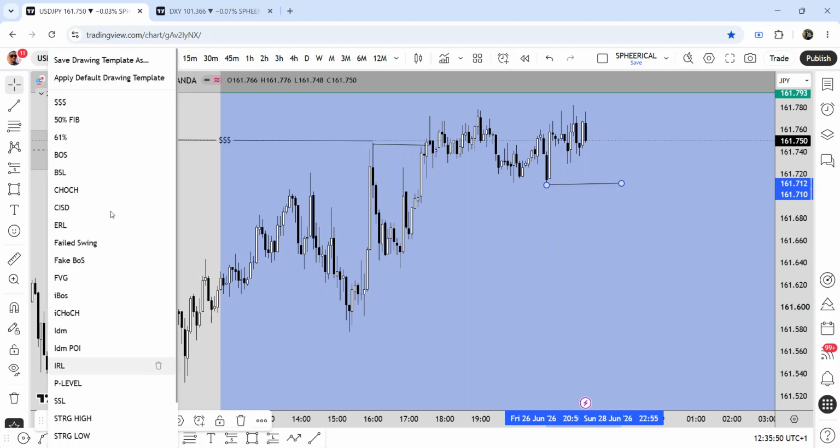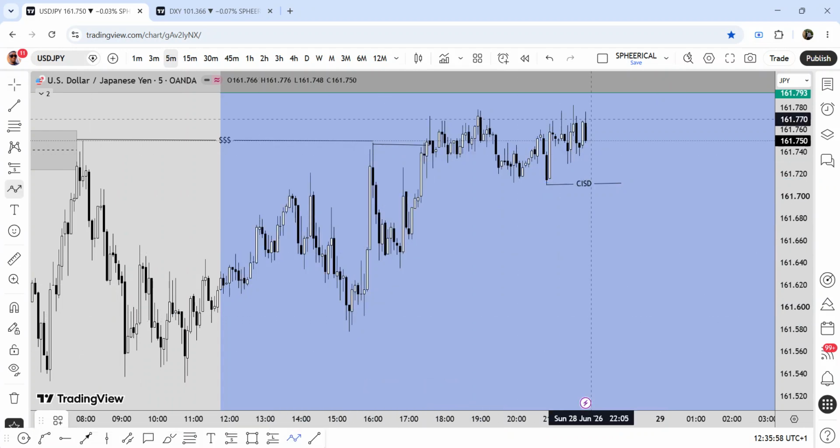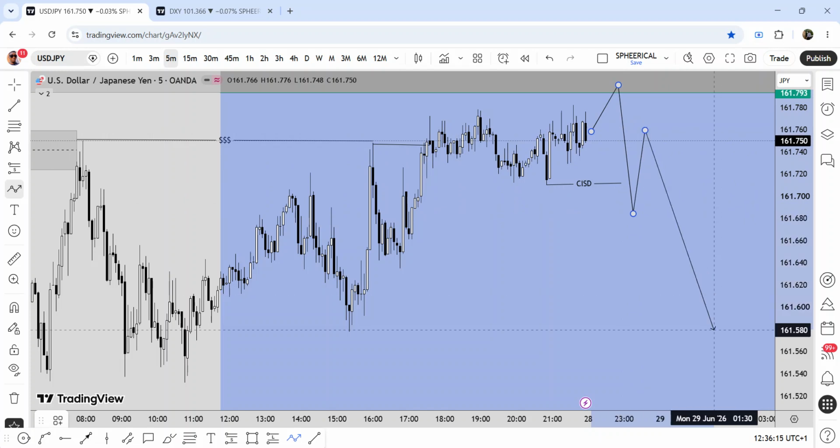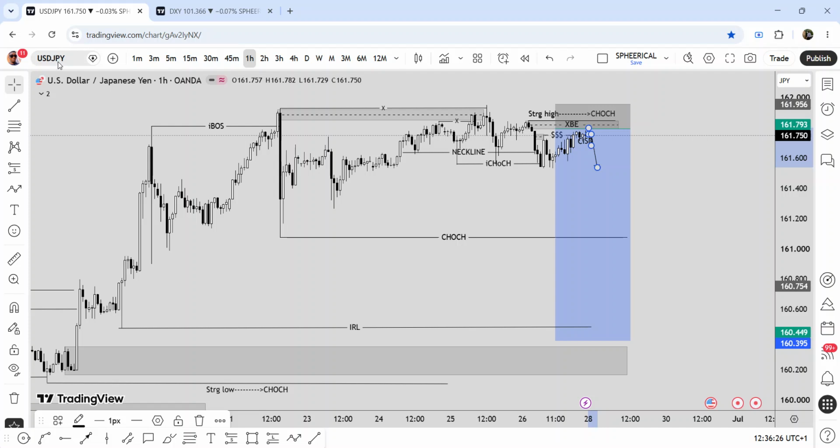So I will mark this as a change in state of delivery. I'm looking for this market to either move up and tap, but I would like it to tap into here, then come down. Once it goes down below here, I will take another entry down. I don't know if you get it now. So we see how you use confirmational entry to establish your trade. That is all for this USDJPY.